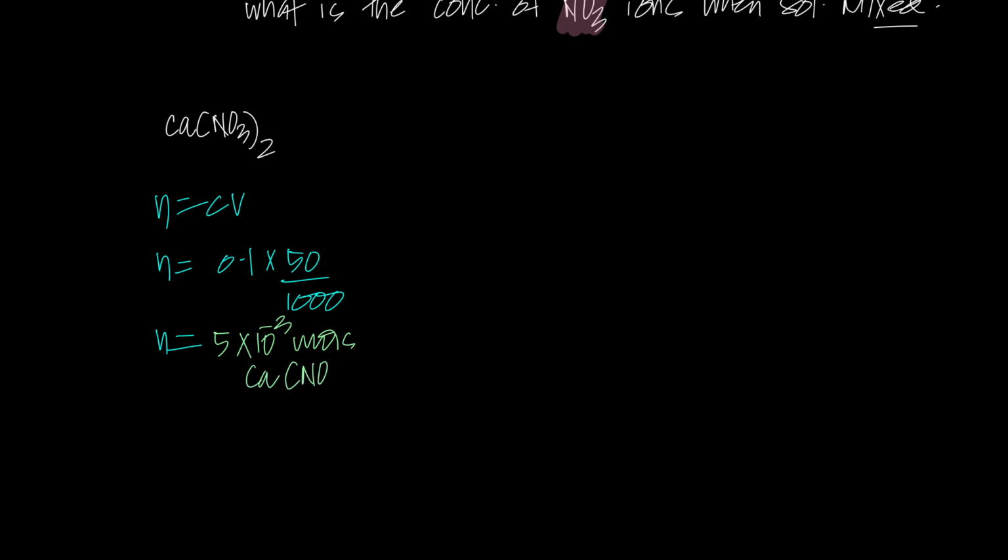Now I don't need the moles of calcium nitrate. I require the concentration of nitrate ions, so I need the moles of nitrate ions. How do you go from calcium nitrate to the moles of nitrate ions? It's pretty simple. You know that for every 1 mole of calcium nitrate, you have 2 moles of nitrate ions.